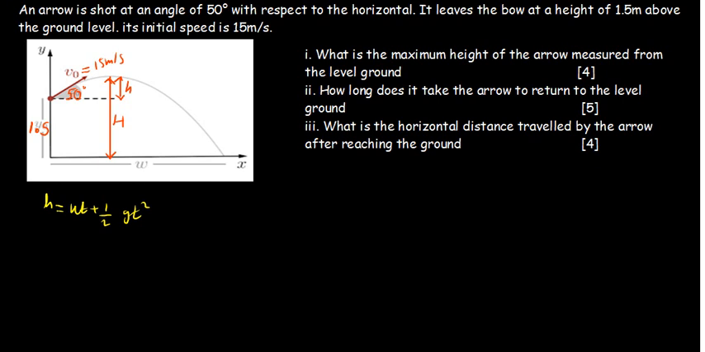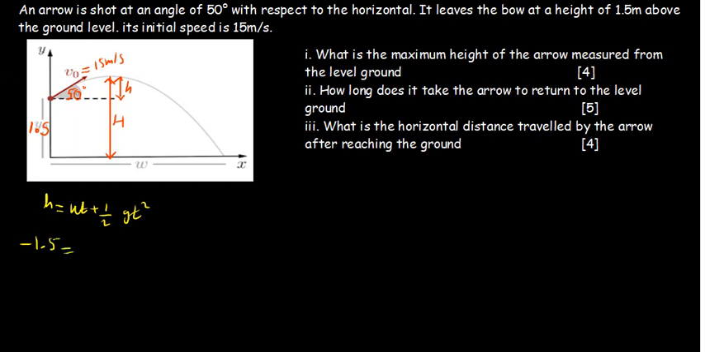Now, because we are going to the level ground, meaning that the final height is going to be 0, and then the initial height is 1.5. So height is final minus initial. Final is 0, the initial is 1.5. So 0 minus 1.5 is negative 1.5. So this is going to be negative 1.5.